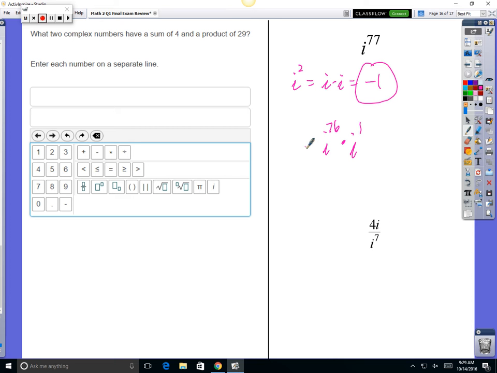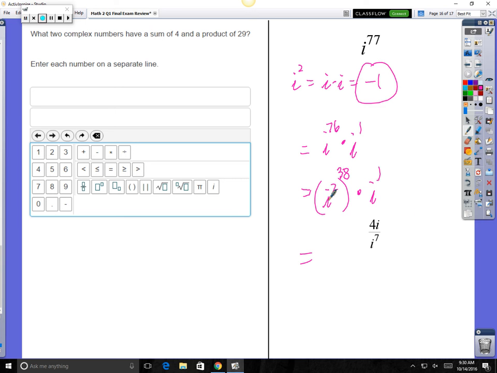Okay, now 76 is even. So how many squares are in 76? If you pair them up, you're cutting them in half. So half of 76 is 38. So there are 38 squares in 76, and then there's this one left over.